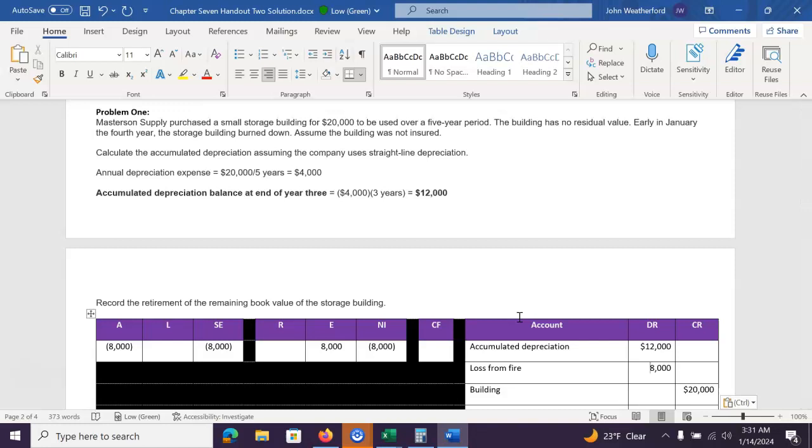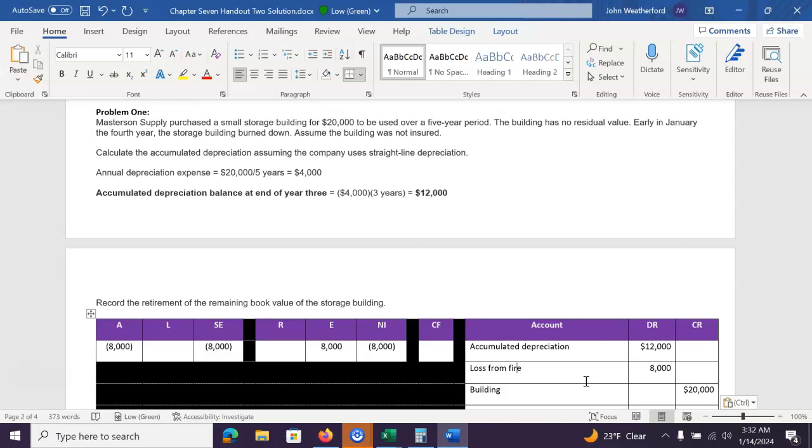Of course, uninsured fire is going to be a loss, not a gain. But anyway, we'll treat losses like expenses. We'll treat gains like revenues. They're very similar. Just revenues are earned in the normal course of business operations, and expenses are costs incurred in the normal operations of the business.